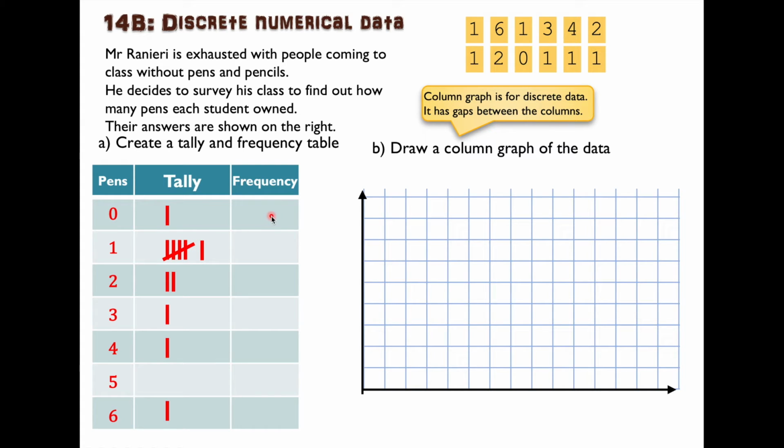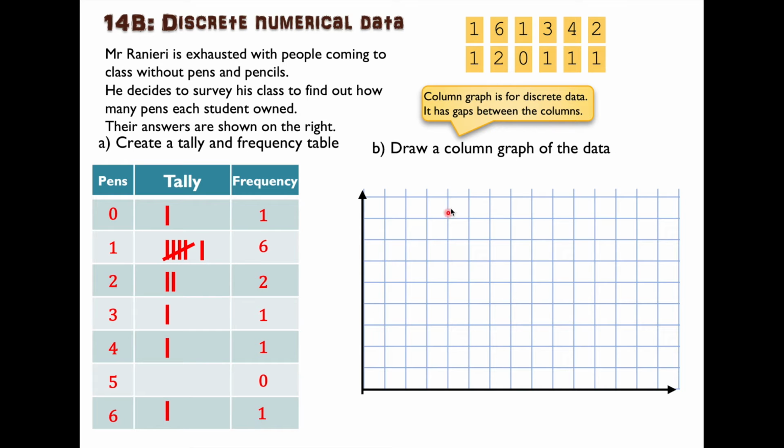Now let's do the frequency. Frequency just means how many. It's the count. So how many people had 0 pens? Just 1. How many people had 1 pen? 5 plus 1 is 6. How many people had 2 pens? Coincidentally, 2 people had 2 pens. There's one person with 2 pens and another person with 2 pens. How many people had 3 pens? Just the 1. How many had 4? Just the 1. How many people had 5 pens? 0 people. There are no people that had exactly 5 pens. How many people had 6 pens? Just 1. Good.